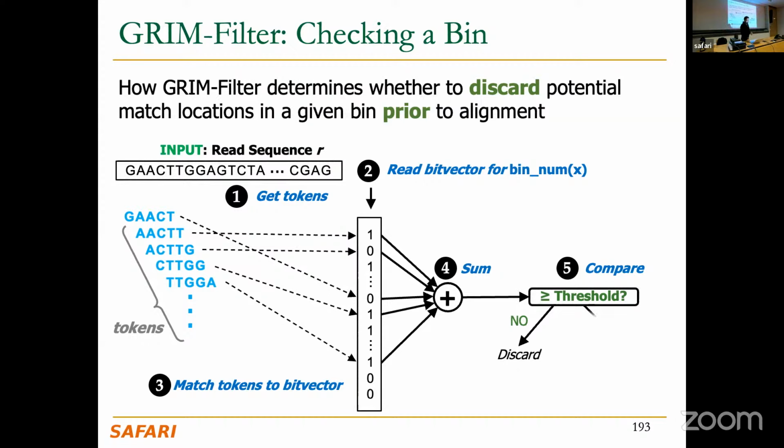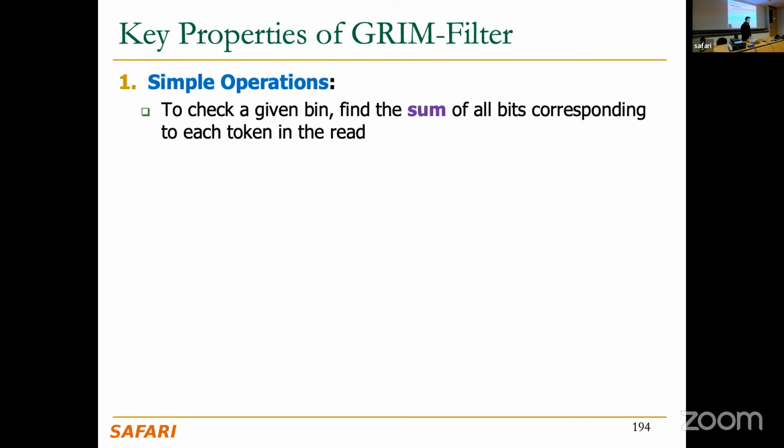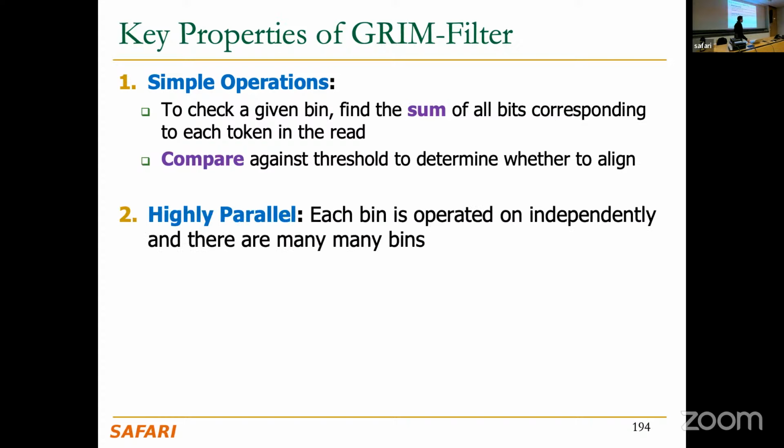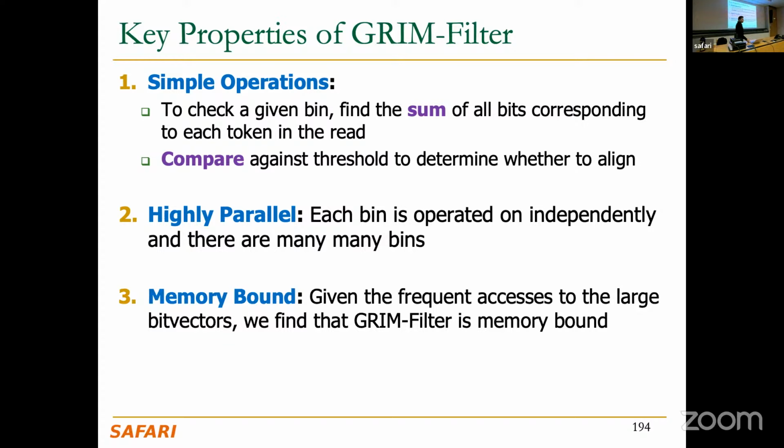So then the question is, which bin are we going to check, right? So this is done in a massively parallel way. We can simply query all the bit vectors in parallel using the 3D stack DRAM structure that I just showed you, and then do the summation and threshold checking computation in the logic layers down there. So this includes very simple operations such as a summation and comparison against bit vectors. This is highly parallel, but the naive implementation of Greenfilter on CPUs is memory bound.